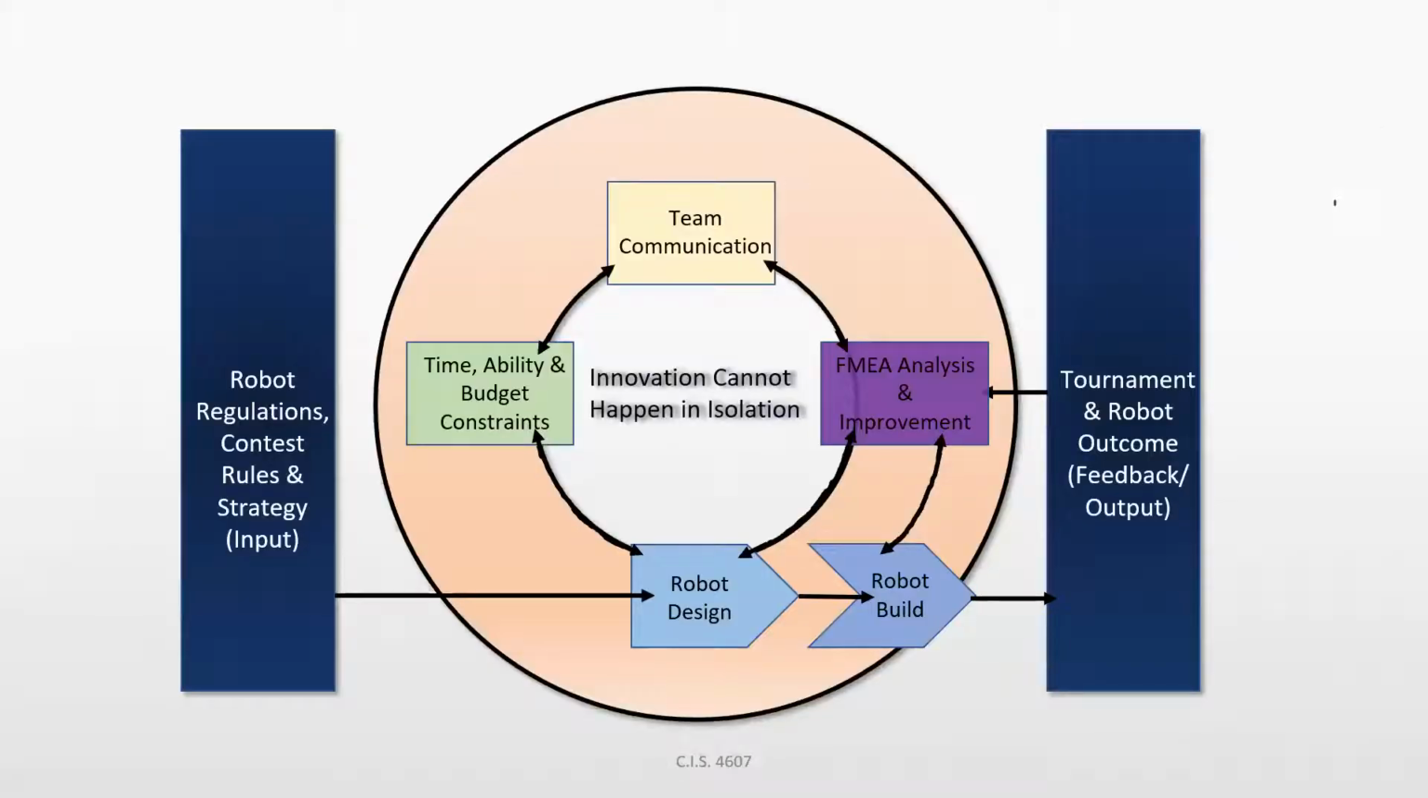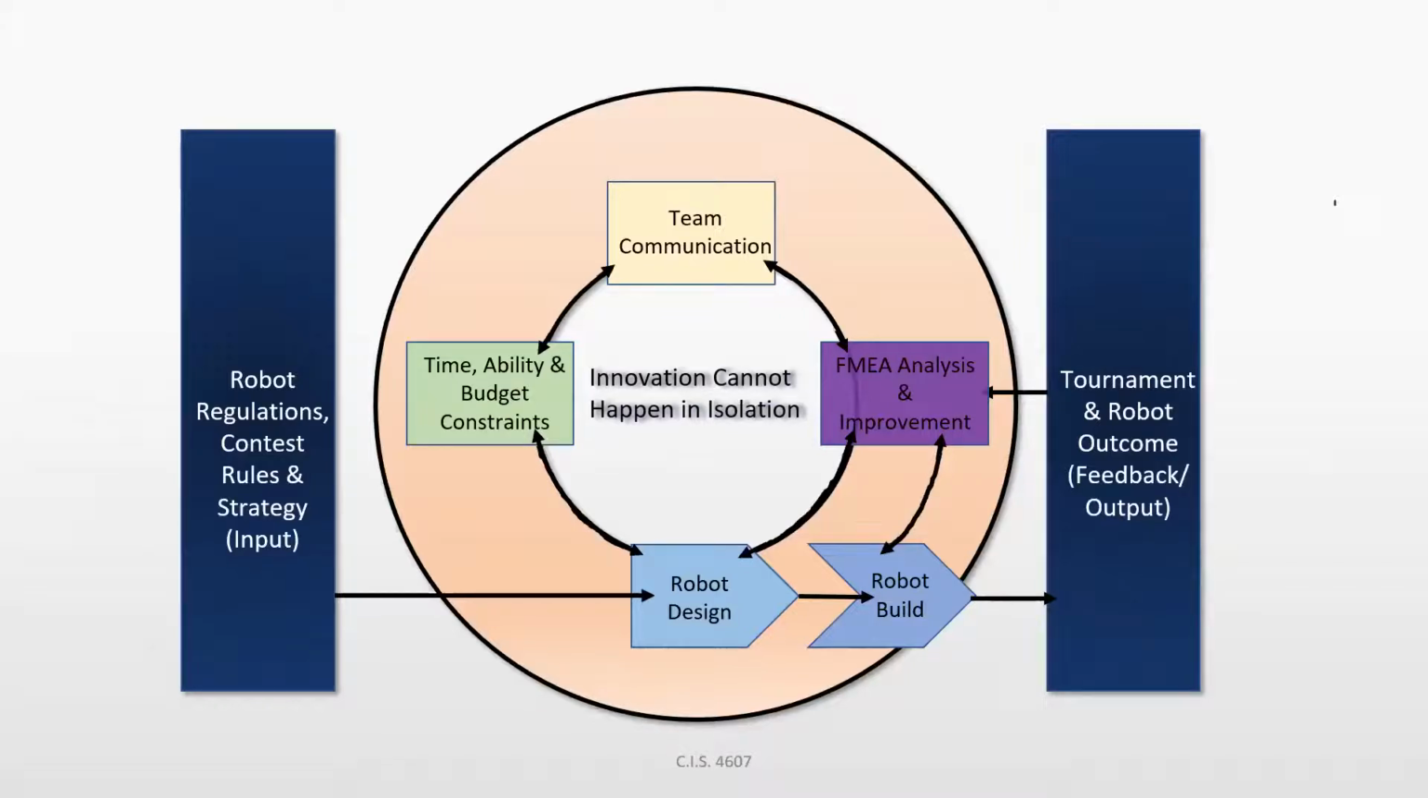This slide is really more about talking about how innovation cannot happen in isolation. Again, that is our motto. On the left side, we've got our robot regulations, our rules, things that are our input. We can't do anything about those, but those get fed into our robot design. And from the robot design, we do our DFMEA. And then that goes into our robot build. And that goes out onto the floor with the tournament. So that's our robot outcome.